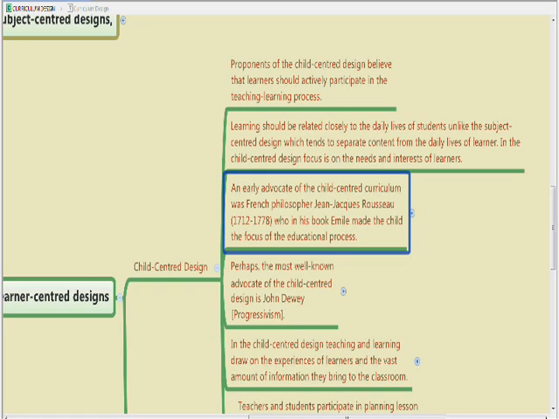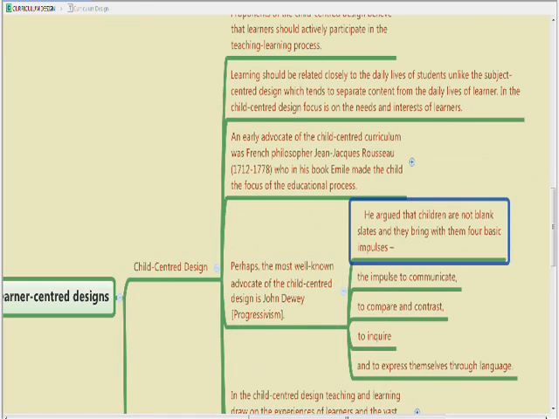Perhaps the most well-known advocate of child-centered design is Dewey. It comes under the notion of progressivism. He argued that children are not a blank slate. They bring with them four basic impulses: the impulse to communicate, the impulse to compare and contrast, the impulse to inquire, and the impulse to express themselves through language.